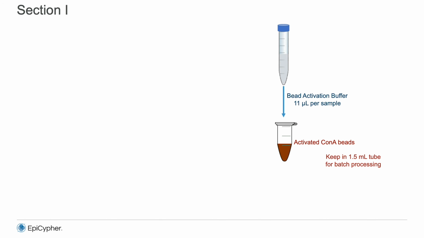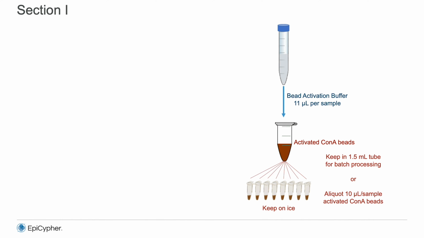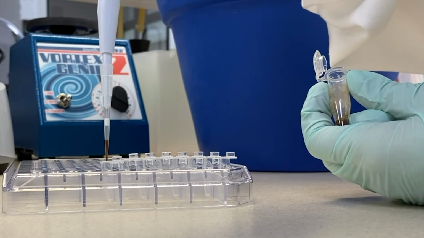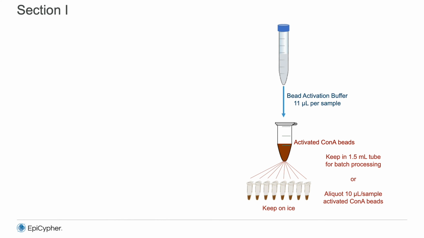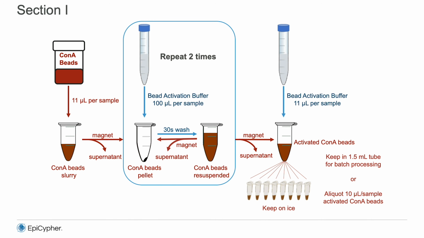You can either proceed to the next section in the 1.5 ml batch processing format or the 8-strip tube format. If you are proceeding in an 8-strip tube format, aliquot 10 microliters of activated Con-A bead slurry to the bottom of each tube. Keep the beads on ice as we proceed to section 2 of the protocol. Here is an overview of section 1.